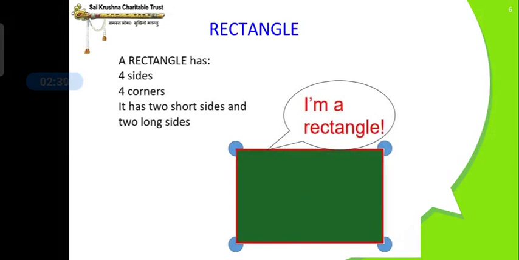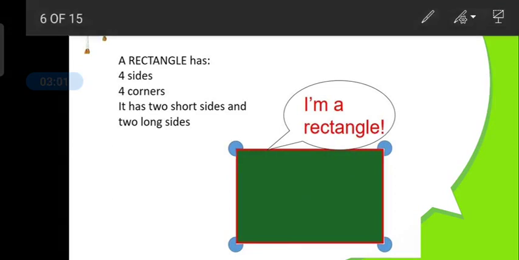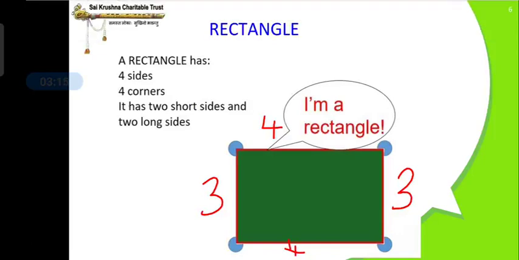Next shape is the rectangle. Here you can see a rectangle also has 4 sides and 4 corners. But what is the difference between a square and a rectangle? In case of a square, you have all the 4 sides equal, whereas in case of a rectangle, you have 2 opposite sides as equal, which means you have 2 short sides and 2 long sides, where those both are equal again. Example, if this side is 3 centimeters, then the opposite side is also 3 centimeters. And if this side is 4 centimeters, then the opposite is also 4 centimeters. Is it clear, children? So a rectangle has 4 sides and 4 corners just like the square, but it has 2 short sides and 2 long sides.